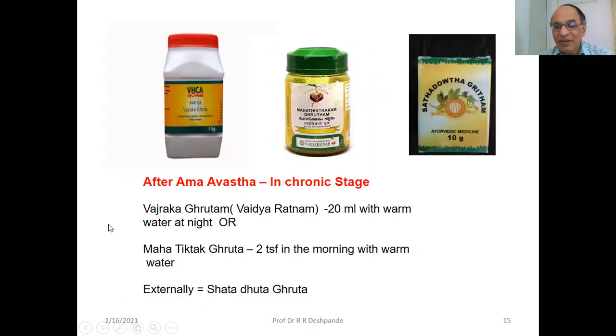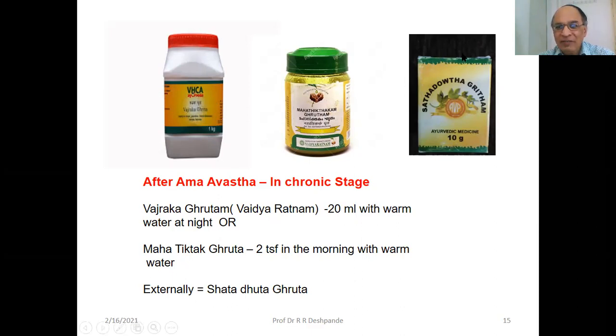After Ama Avastha, when the bacterial infection is reduced, secretions are less, kandu is less, then what can we use? This is Vajraka Ghrita, from Vaidyaratnam. Can you see? This is the company and this is the Vajraka Ghrita. So this can be given, 2 spoons, with warm water at night, internally. Then there is also medicated ghee. You can use this one or this one. Mahatiktaka Ghrita. Bitter. Bitter is always best to treat any ama conditions. Bitter taste is amanashak.